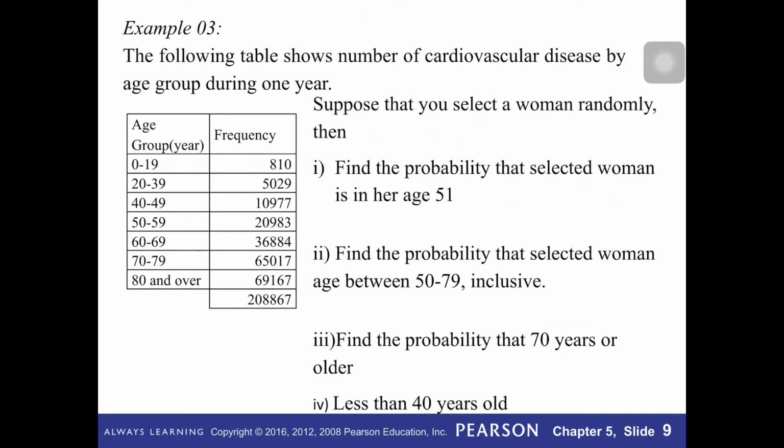Okay. Let's consider this one. The following table shows number of cardiovascular diseases by age group during 1 year. Okay.